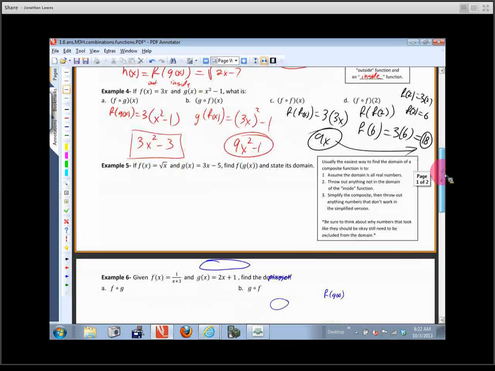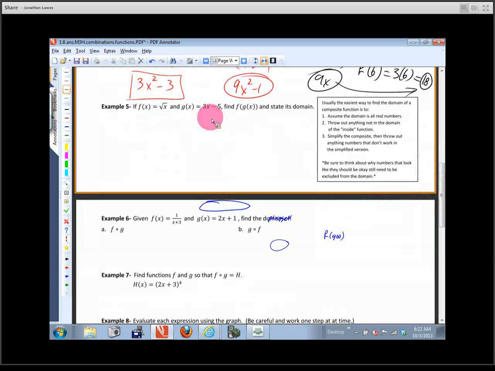Okay, now we're going to take a look at finding a composite, and this is usually the hard part. Okay, figuring out what the domain is. Okay, same type of rules apply. We're going to need to throw out anything that doesn't work to begin with. We're going to find out what the composite is, and then we're going to throw out anything extra. Okay? So we're going to figure out what f of g of x is. So f is a big square root. And what am I plugging into that square root? 3x minus 5. Okay? That is the composite.